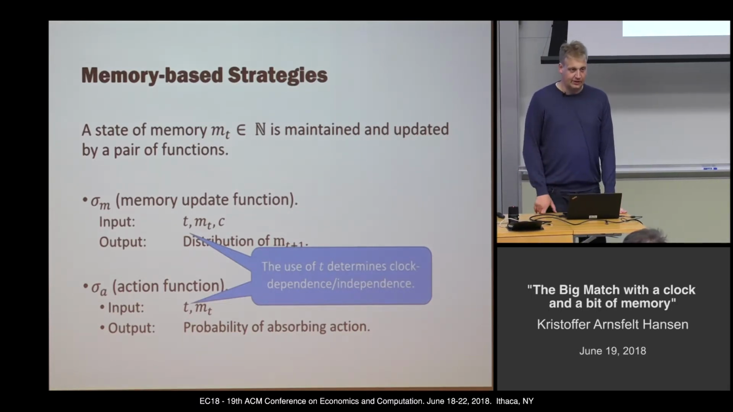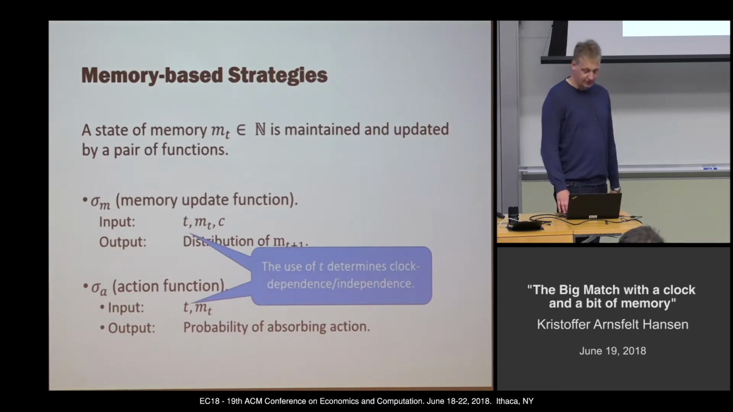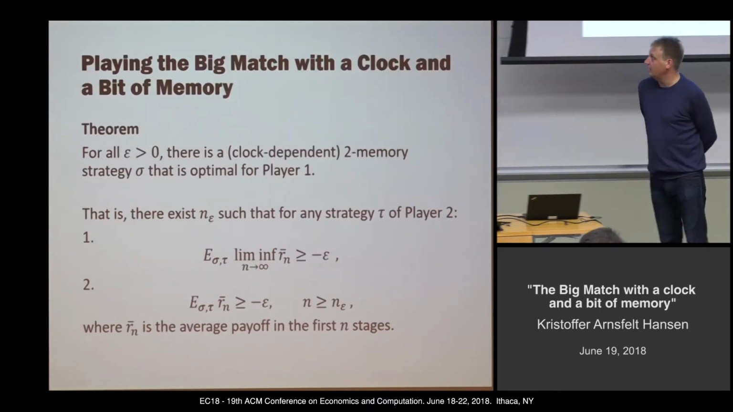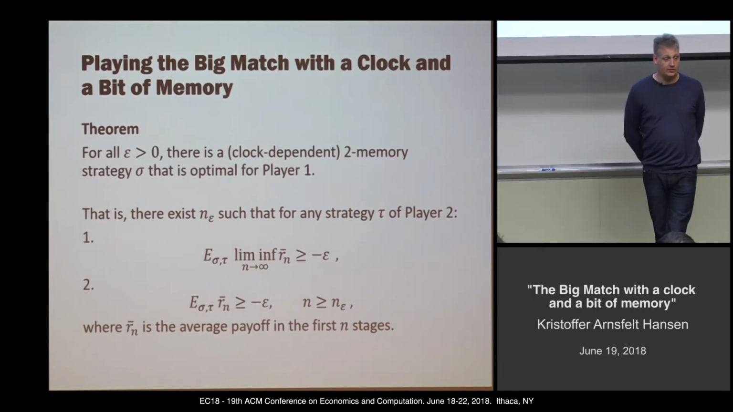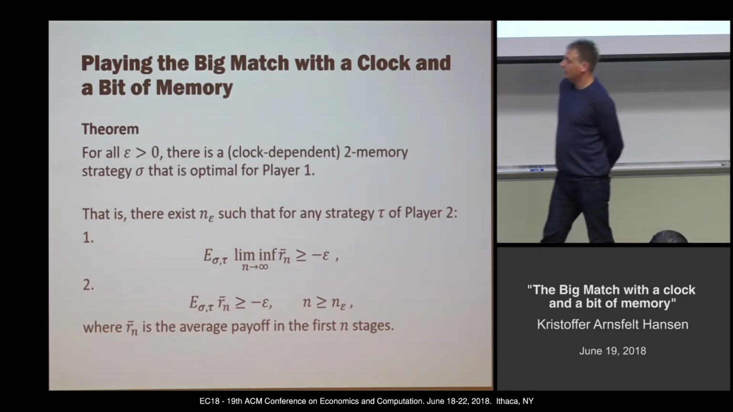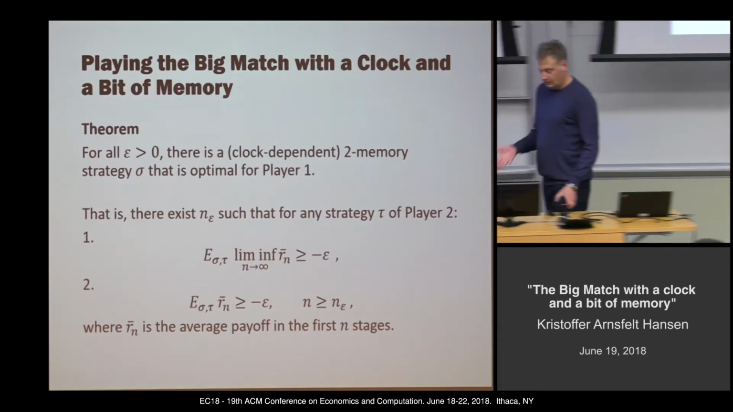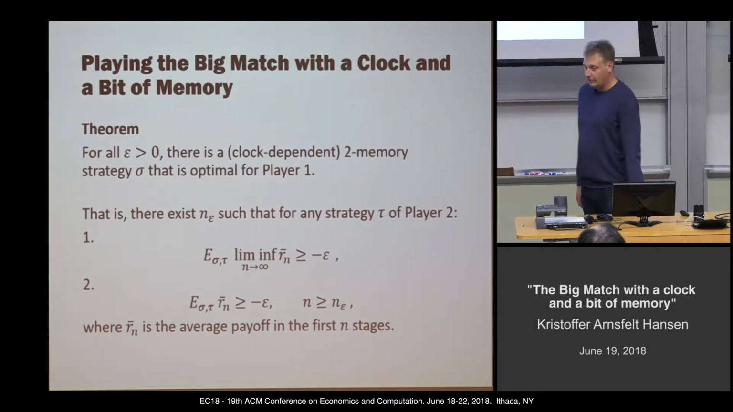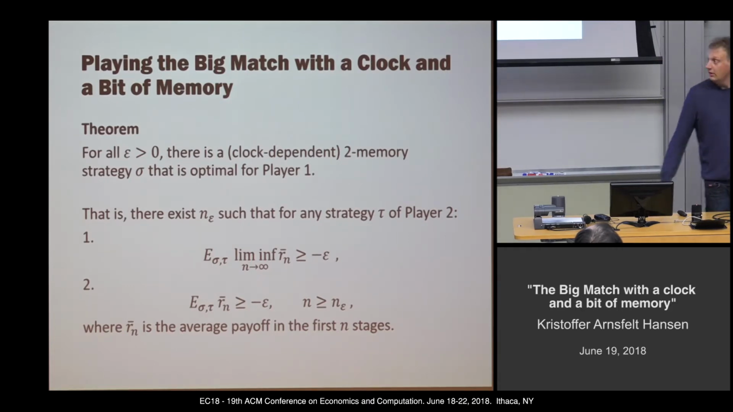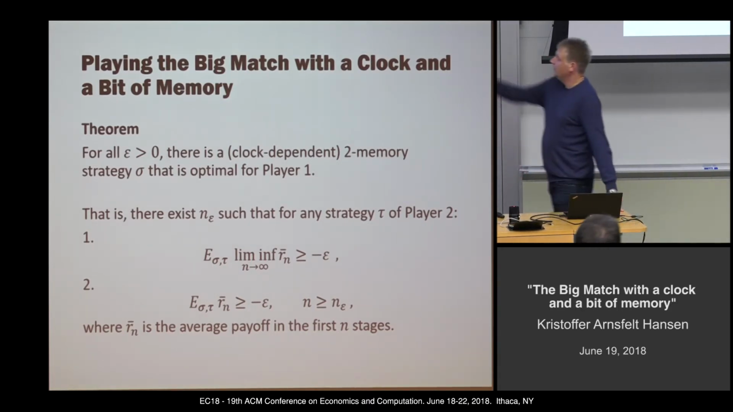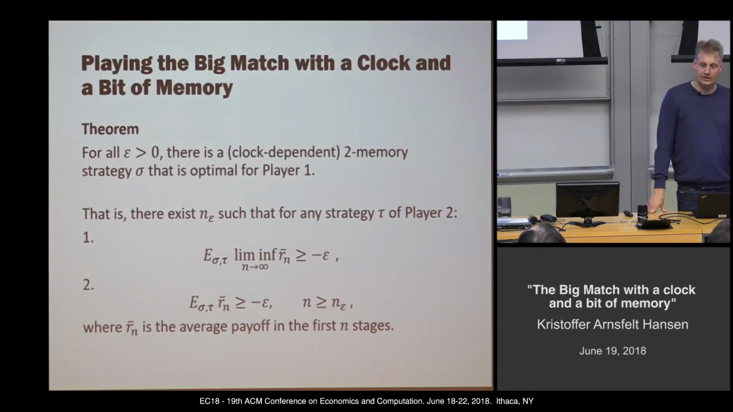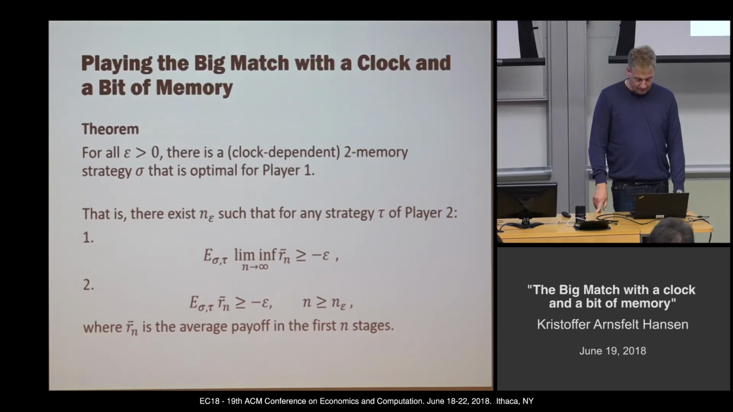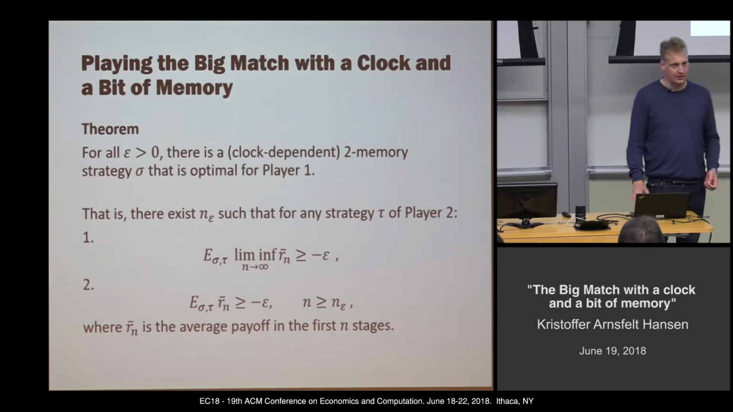All right, so now I'm in a position to state our result. What we show is that you can make an epsilon optimal strategy for the big match that depends on the clock, and it only uses 2 memory states, so 1 bit of memory. So it means that you can ensure on average minus epsilon points in the infinite game and also in large enough finite games. All right, so that's our result.